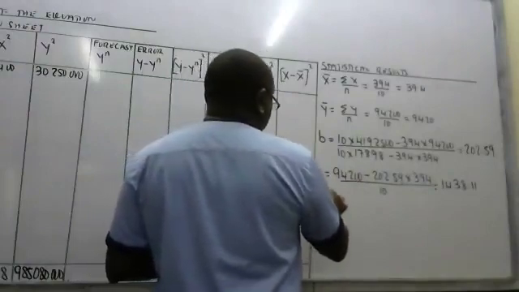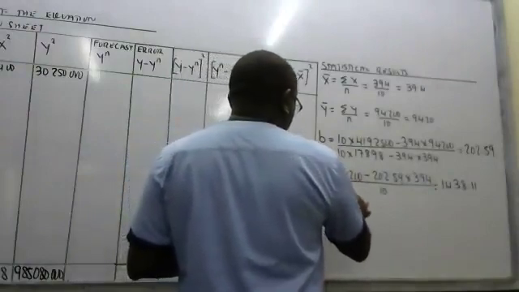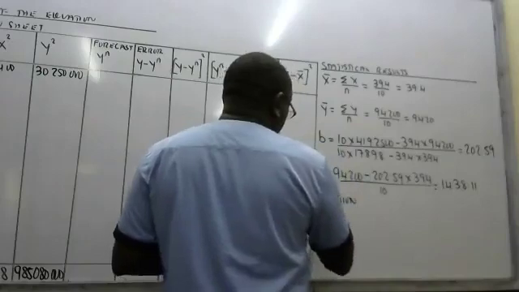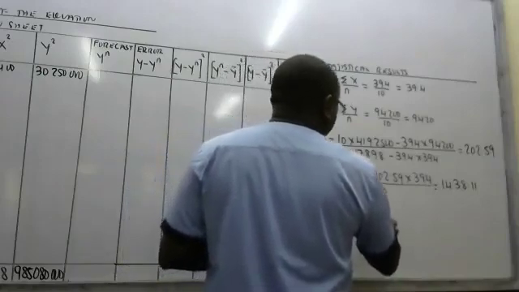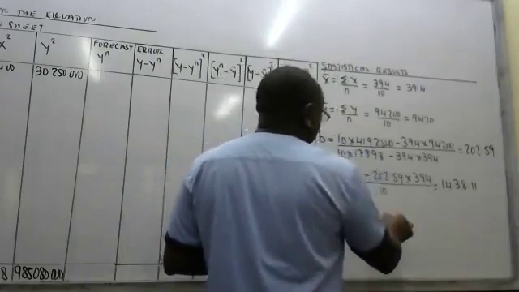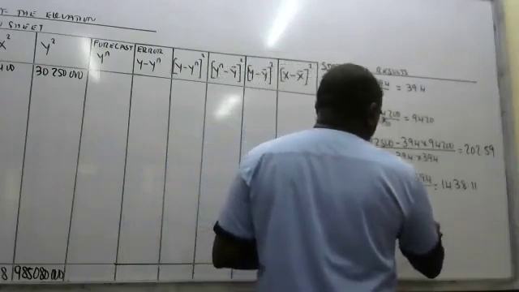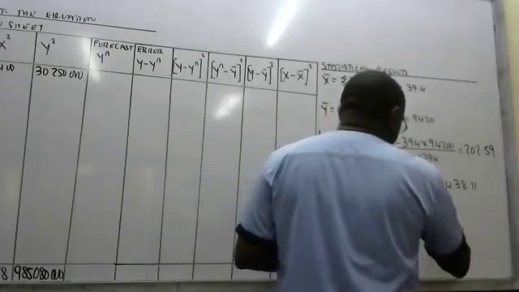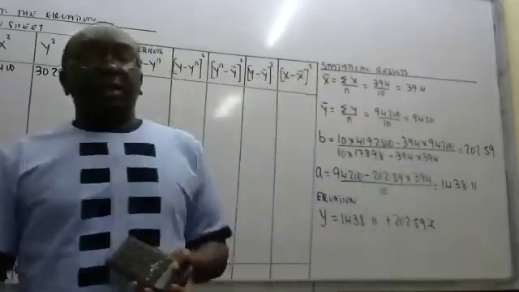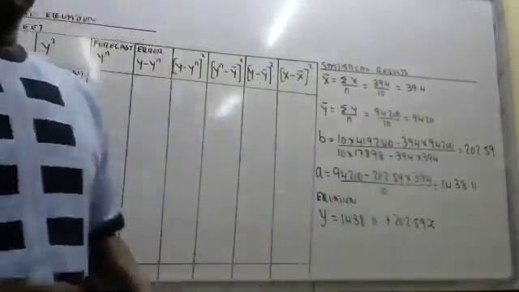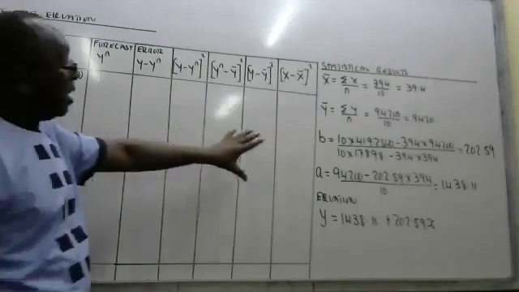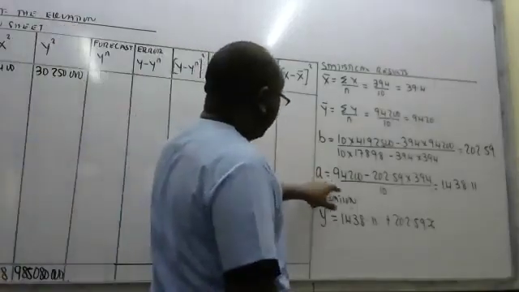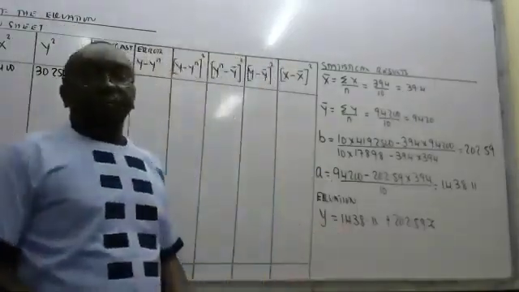So the equation is y is equal to 1438.11 plus 202.59x. That is the equation. So that is what I told you. If you had been told to do the regression, that is how you go about it. You get this value, you get this value, and that is the equation.